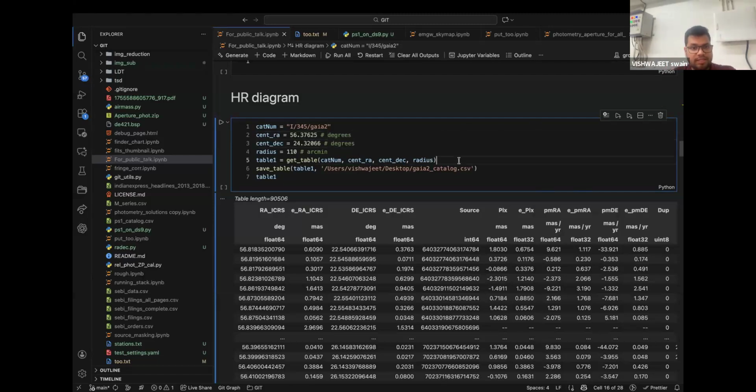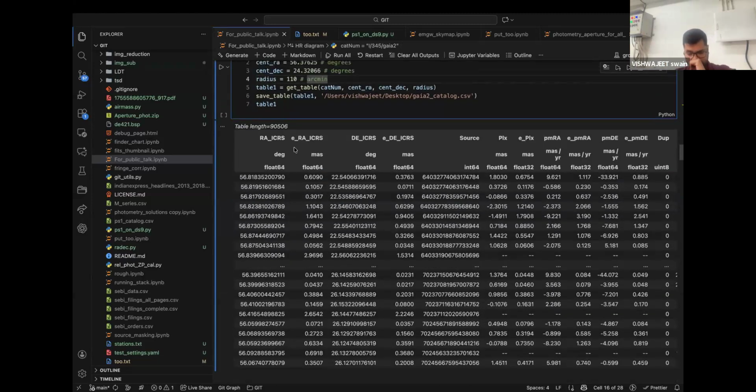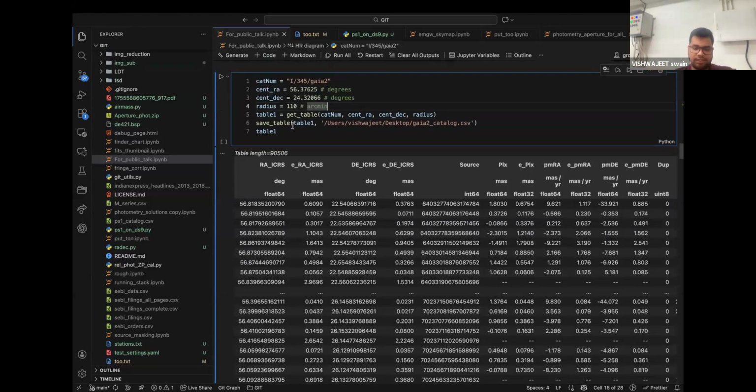So for the HR diagram, again, we already made the function which is get table. So we can immediately query that particular table and then save it. I already did that. So this is a table, and the length of the table is 90,000. I'm not going to rerun it again because it will take much of the time.